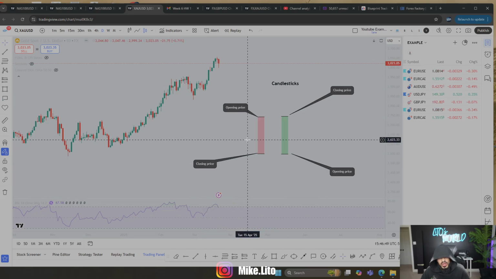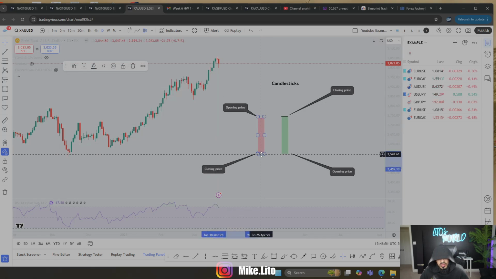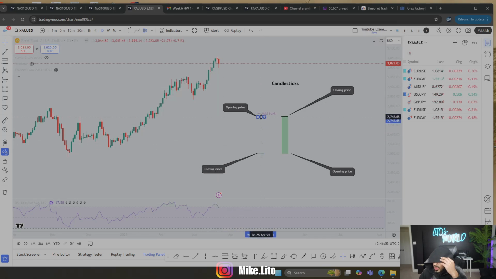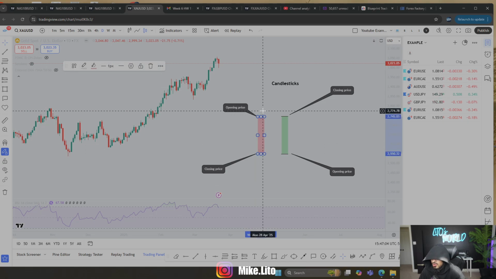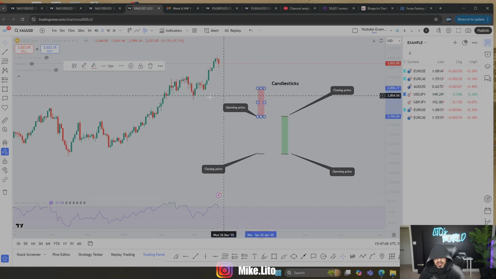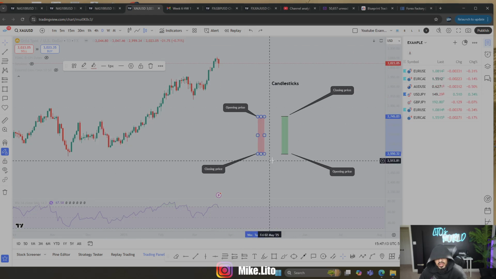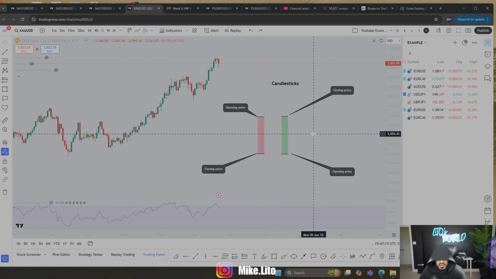So in order to have a bearish candle, price must open at the top, right? So open at the high and then close lower than where it opened, right? So since this bearish candle closed beneath its opening price, that's what made it bearish. If this closed above, then this would be green and this would be a bullish candlestick, right? But since it closed lower than the opening price, it makes it a bearish candle.